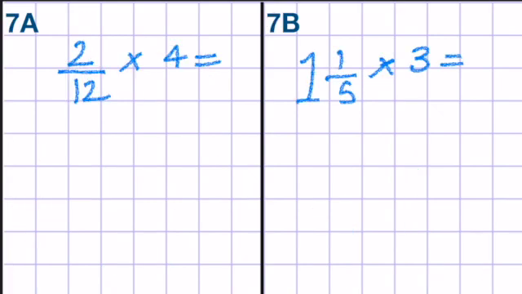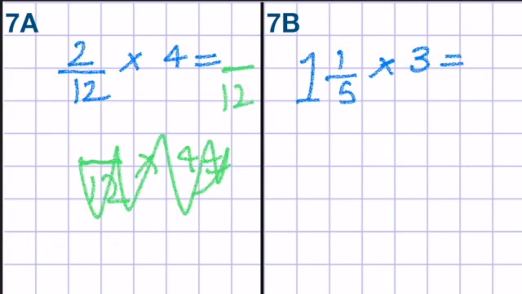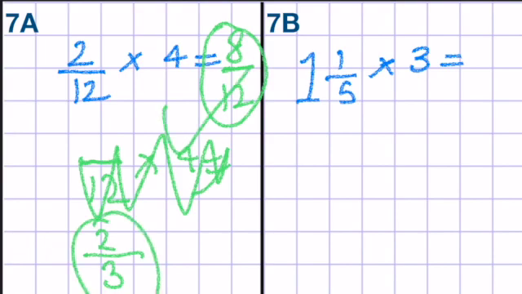Okay, when we multiply, well, press pause, see if you remember. When we multiply a fraction by a whole number, we multiply the numerator. We times the top. So 12 stays the same. 4 times 2 is 8. 8 twelfths. 8 twelfths can be simplified. We can divide both 8 and 12 by 4. 8 divided by 4 is 2. 12 divided by 4 is 3. So it's 2/3. But 8 twelfths is fine.